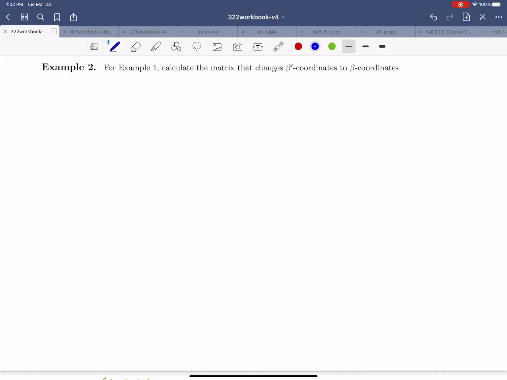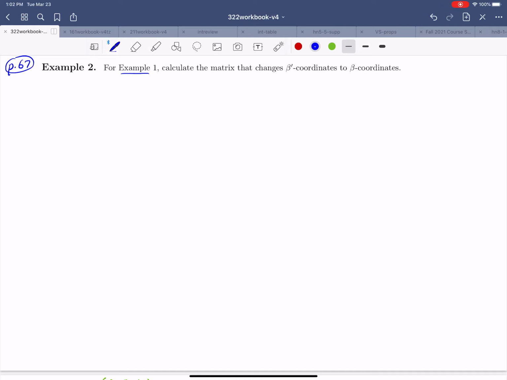We are looking at example 2 on page 67 of the workbook. And in this example, we're going to do our first example of calculating the matrix for a change of coordinates. If we read this example together, referring back to example 1, they'd like us to calculate the matrix that changes beta prime coordinates to beta coordinates.